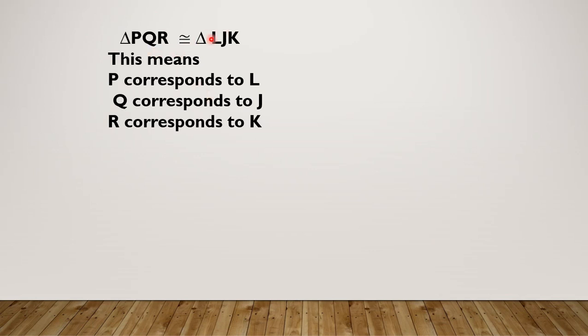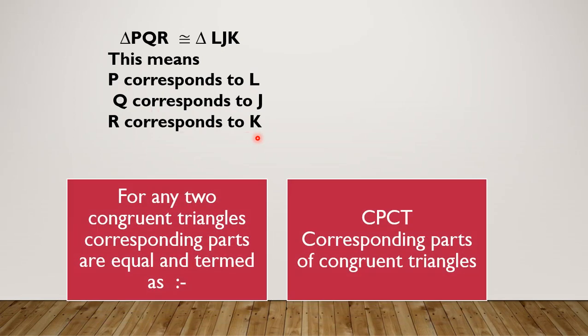When we write that these triangles are congruent, the meaning of this is P corresponds to L, Q corresponds to J, and R corresponds to K. So when two triangles are congruent, then their corresponding parts are also equal, and we write this as CPCT. The full form of CPCT is corresponding parts of congruent triangles.